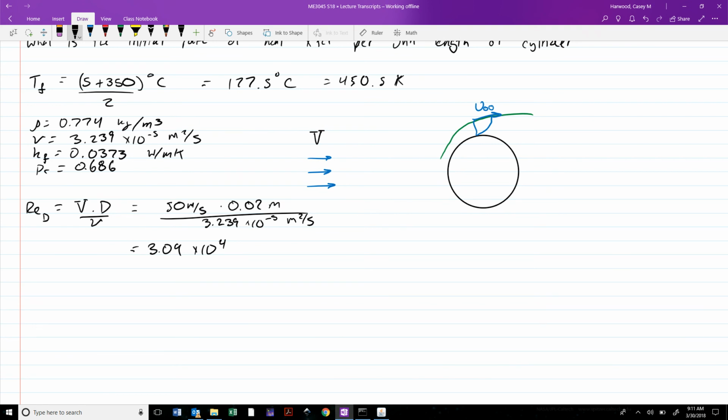What correlation are we looking for? Well, as before, we're interested in the total heat rate, Q, which means we want the average convection coefficient, which means we want the average Nusselt number. So we're seeking Q, which again means we want h bar, which means we want Nusselt number average. In this case, we call it Nusselt number D because that's our length scale.